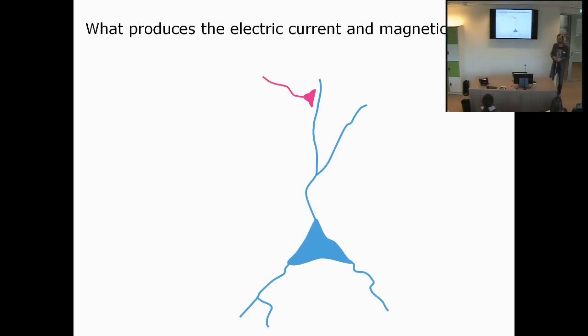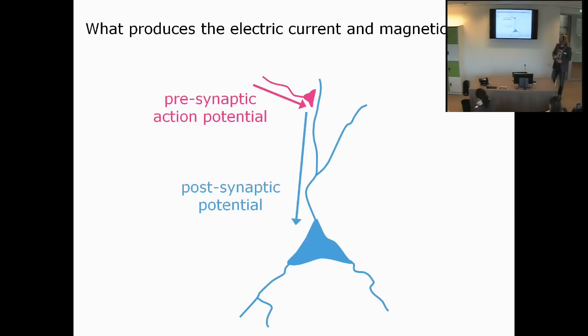So what produces the electric currents and the magnetic fields? So we know that we have neurons in the brain, and if we look at the presynaptic neuron, the signal arrives along the axon at the synapse at a dendritic tree of a postsynaptic neuron. And what happens is if you have a presynaptic action potential, the signal is transmitted to the postsynaptic neuron, and that causes a postsynaptic potential.